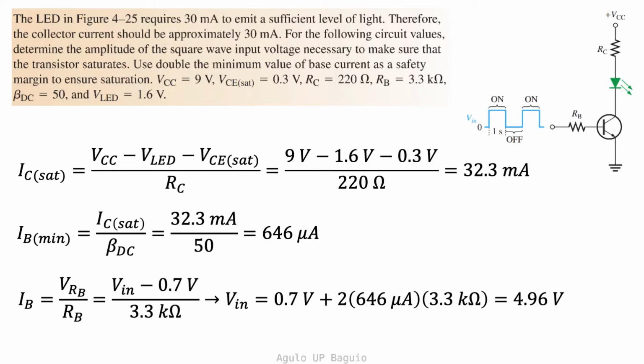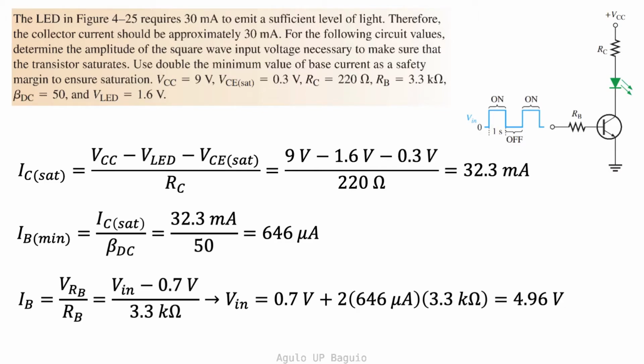One simple application of the transistor as a switch is to use it for blinking LEDs, for example. A square wave signal is placed at the input of the switch. Let's now consider this example. The LED in figure 4-25 requires 30 milliamperes to emit a sufficient level of light. Therefore, the collector current should be approximately 30 milliamperes.